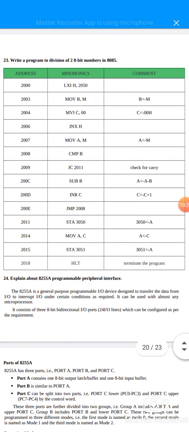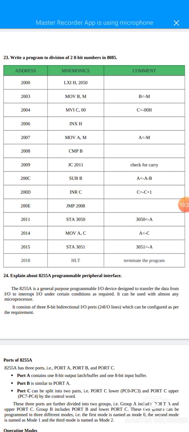23rd question: Write a program for division of two 8-bit numbers in 8085. Address, mnemonics and commands are displayed on the screen. Addresses are 2000, 2003, 2004, 2006, 2007, 2008, 2009, 200C, 200D, 2011, 2014, 2015 and 2018. Mnemonics are LXI H 2050, MOV B,M, MVI C 00, INX H, MOV A,M, CMP B, JC 2011, SUB B, INR C, JMP 2008, STA 3050, MOV A,C, STA 3051, HLT.